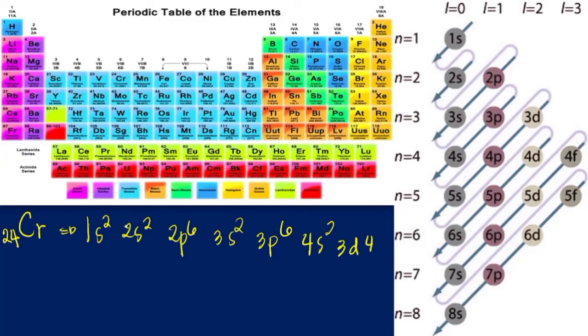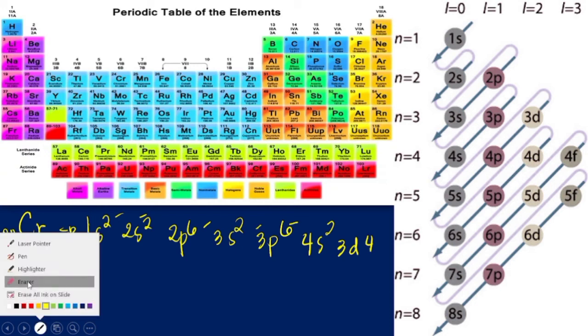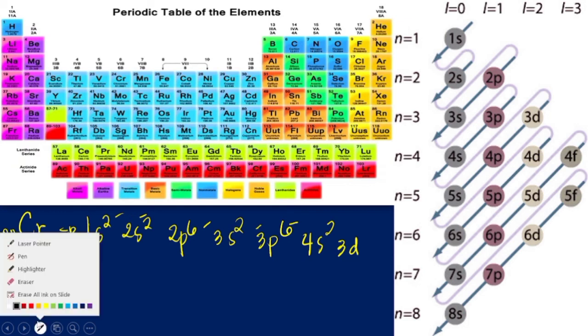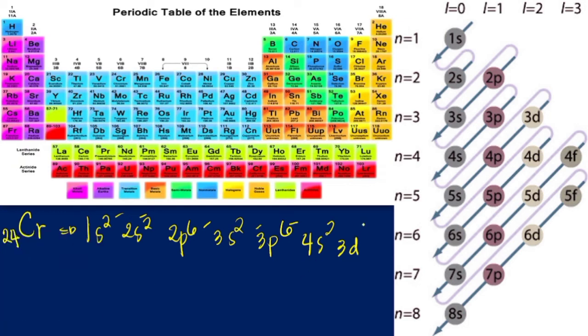Let's count. This is 2, 4 plus 6, 10, plus 2, 12, 18, 19, 20, and the last one is 4. So in here, that's what we call 3d4. If we determine the valence electrons of this element, the highest main energy level is 4, therefore its valence electron is 2.